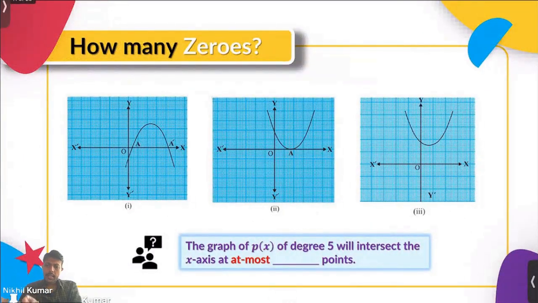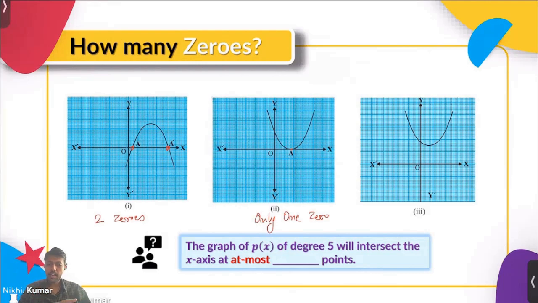The type of questions that you get in the board exam relating to this topic is given to you. So mostly you get questions on identifying how many zeros are there in a polynomial. Can you tell me how many zeros are there in the first polynomial? See, it's cutting the x-axis at 2 points, so 2 zeros. In the second one, how many zeros? It's touching the x-axis at only 1 point, so only 1 zero.